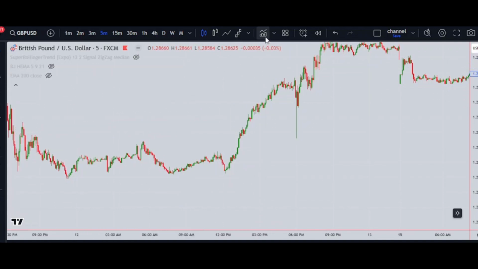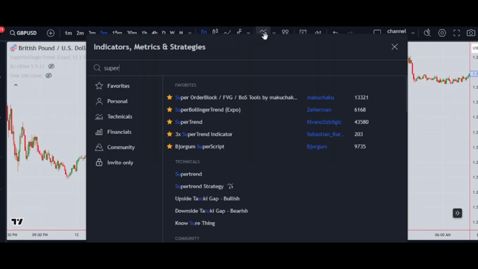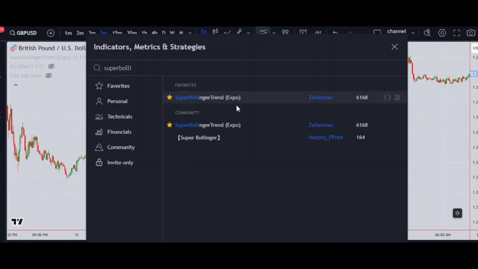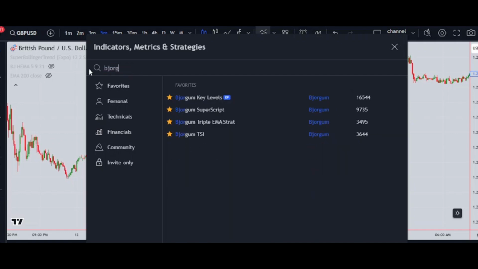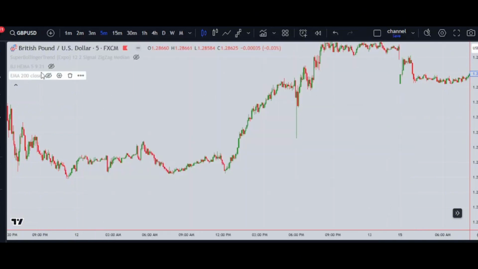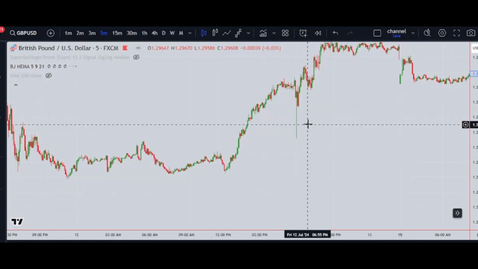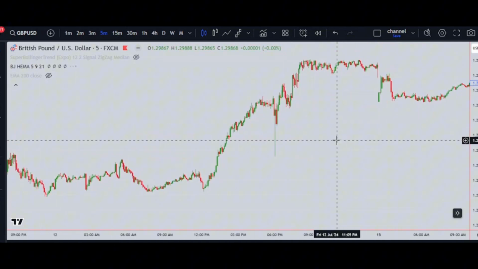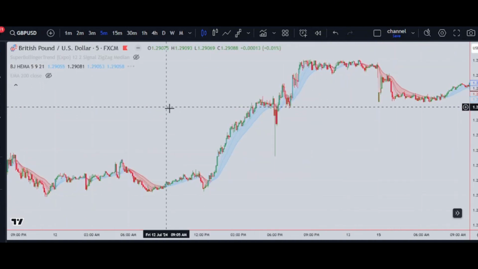So the first indicator is Super Bollinger Trend Expo by Xiamen. The second indicator is Jogam Triple EMA Strat, and the third indicator is the exponential moving average, the 200 period moving average. So this is the Jogam Triple EMA Strat. Just give it a minute.